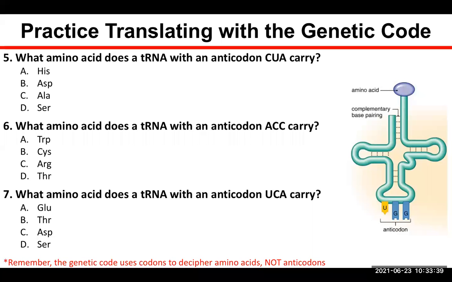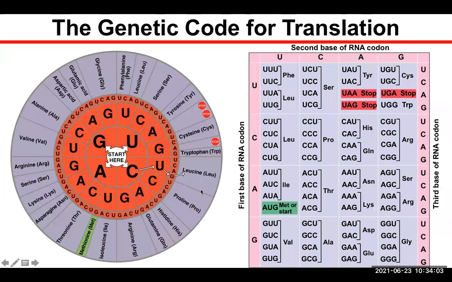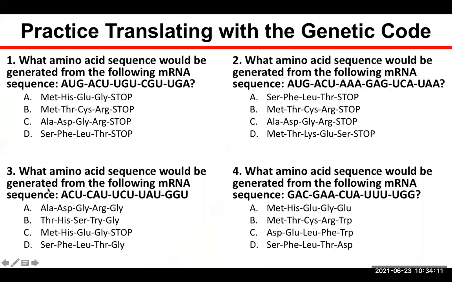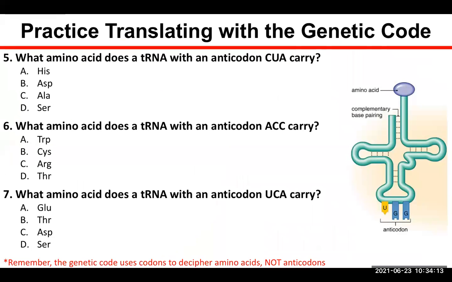So A is going to bind to U. G is going to bind to C. And A is going to bind to U. So the codon that my anticodon from my transfer RNA is going to bind to is AGU. And so if I look at AGU, I see that it's serine. And is serine actually the right? Yeah, so answer is D. Does that make sense? Okay, good, good.